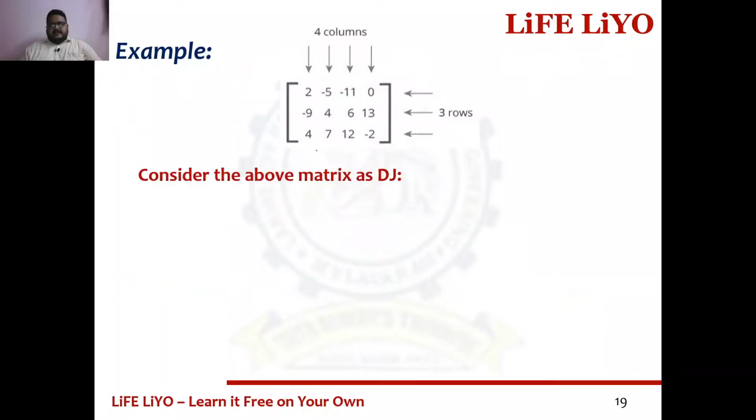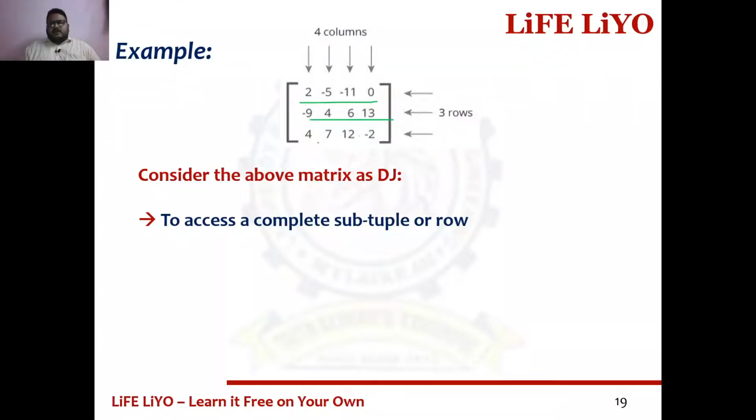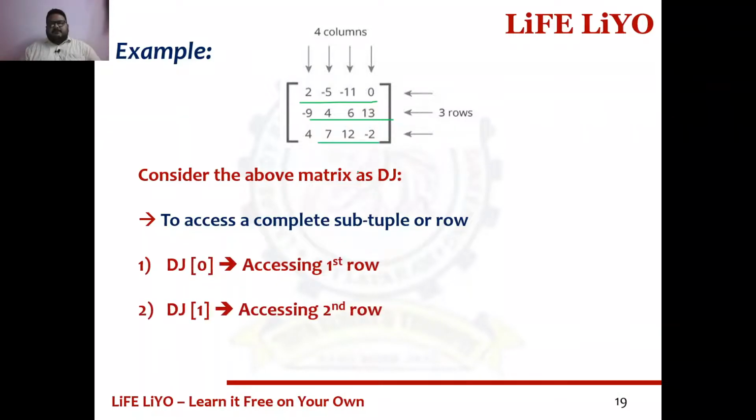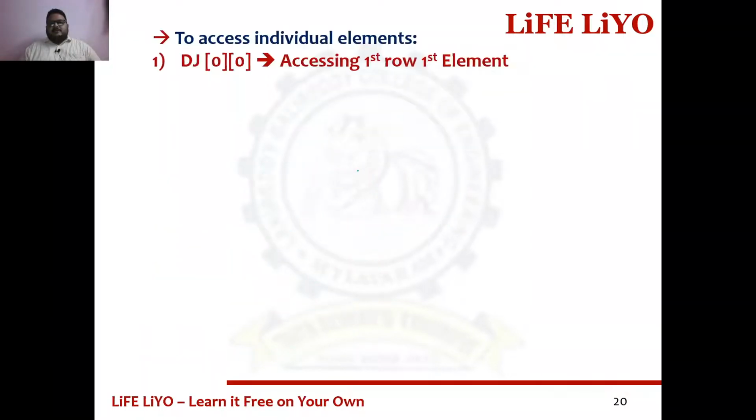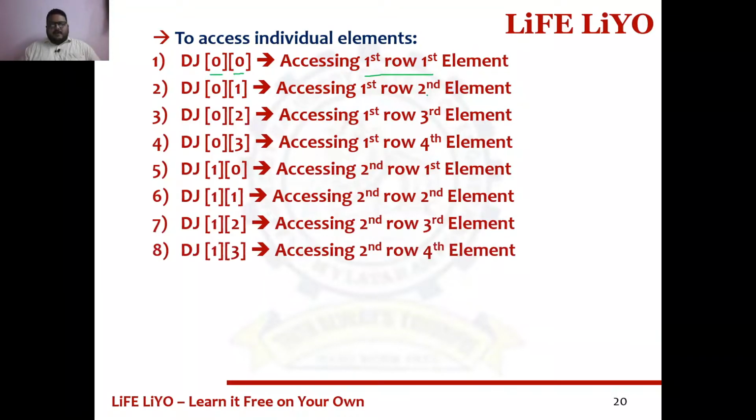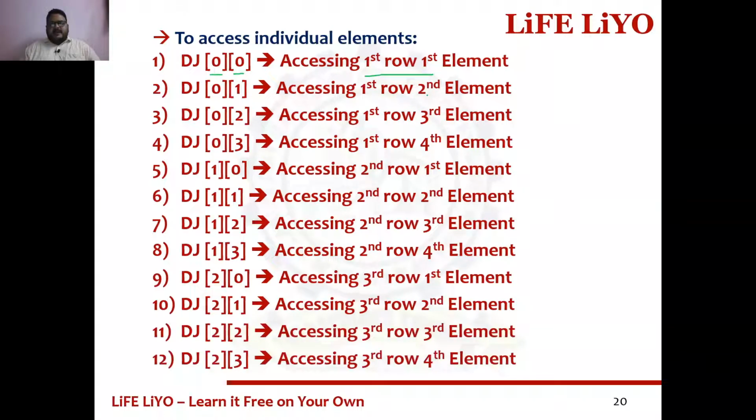So this is a matrix. I am considering this as a DJ. To access a subtuple or row, row 0, row 1, row 2, it is DJ of 0, DJ of 1, DJ of 2. To access individual elements, use nested indexing: 0th row, 0th element, that is first row, first element. Like this, we can access each and every element of the tuple and inside the other tuple.